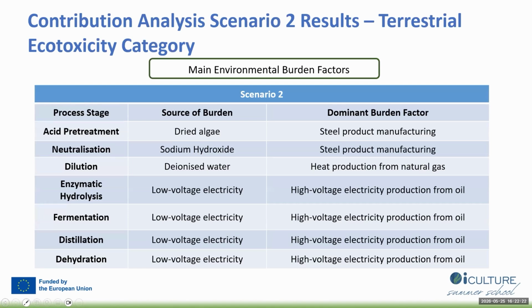Since terrestrial ecotoxicity was identified as our dominant environmental impact, we performed a detailed contribution analysis specifically for scenario 2. As you can see from the results, the primary source of environmental burden is low voltage electricity. If we dig deeper into the life cycle of this energy, the most significant factor is the production of high voltage energy from oil. This is a critical finding because it directly relates to the release of heavy metals during the oil combustion process, which leads to high soil toxicity levels.